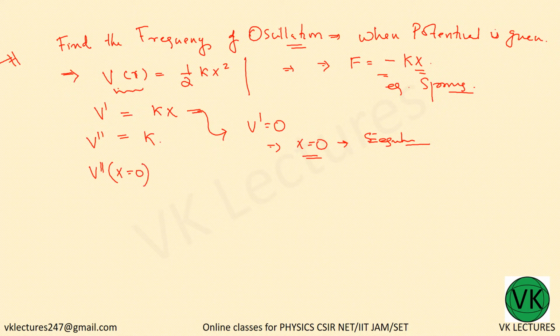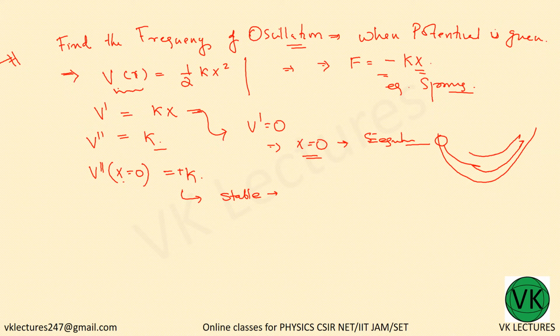For that, we will take v double dash at x equal to 0. Now v double dash is nothing but k. V double dash at x equal to 0 also will be equal to k, which is a positive quantity. Since it is a positive quantity, it will be stable. Stable means something like this. Your particle will come down to this point and move up here, then again come back. That means it oscillates.